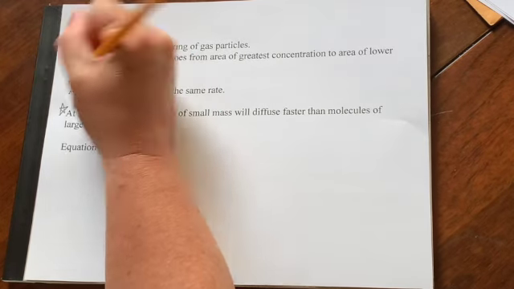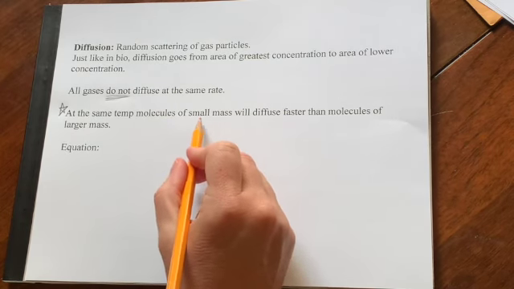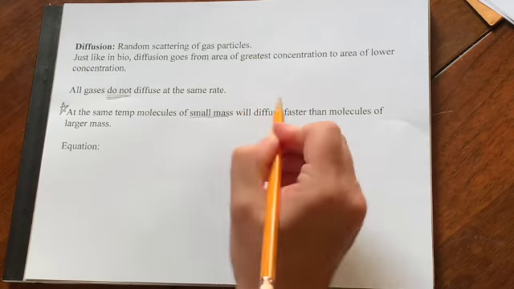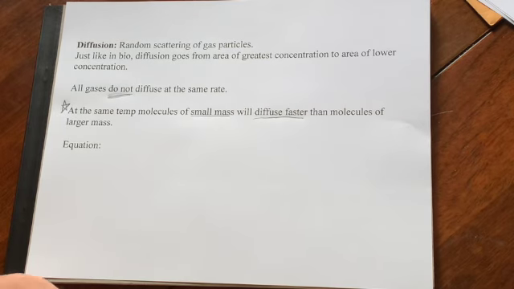Here we go. At the same temperature, molecules of a smaller mass will diffuse faster than molecules of a larger mass. And that makes sense. The smaller you are, the faster you have to go to maintain temperature.